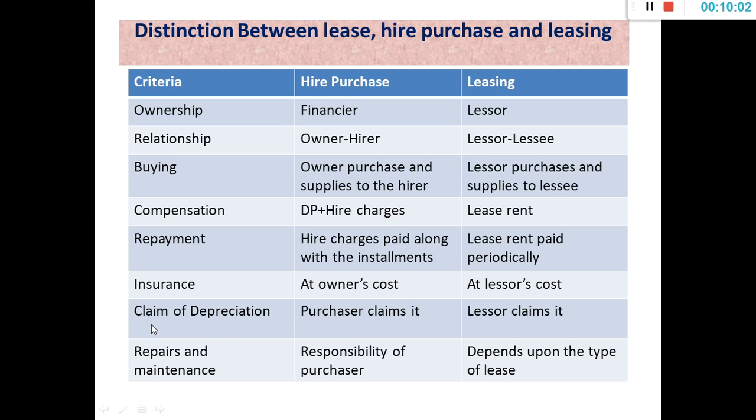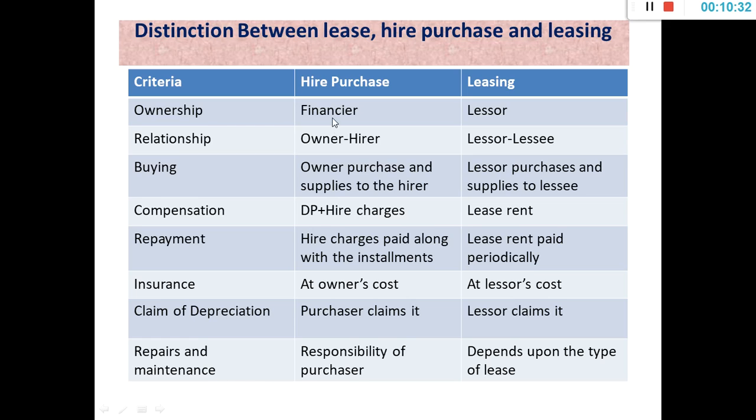So next we have the claim of depreciation. Under hire purchase system, depreciation is claimed by the purchaser. The purchaser will show the depreciation in his books. In case of leasing, the lessor claims it because he is the owner. Even under hire purchase system, the hire vendor is the owner, but the depreciation will be claimed by the user of it, that is the hire purchaser.